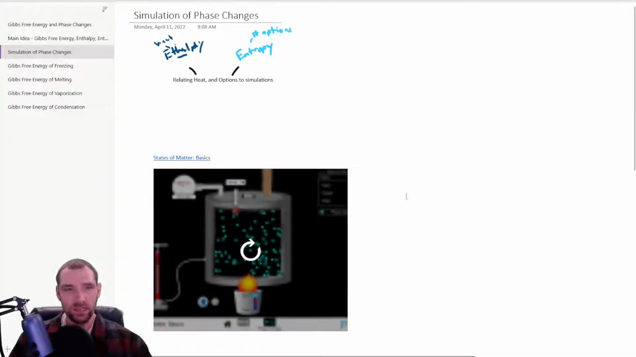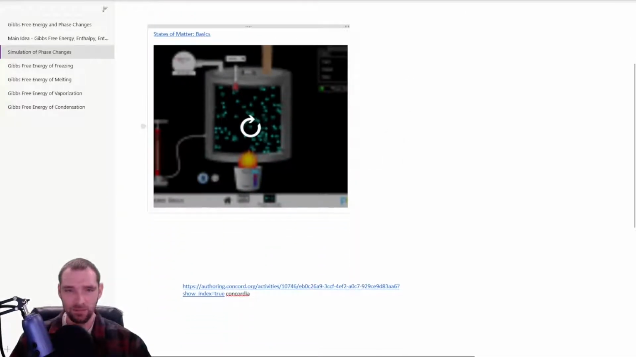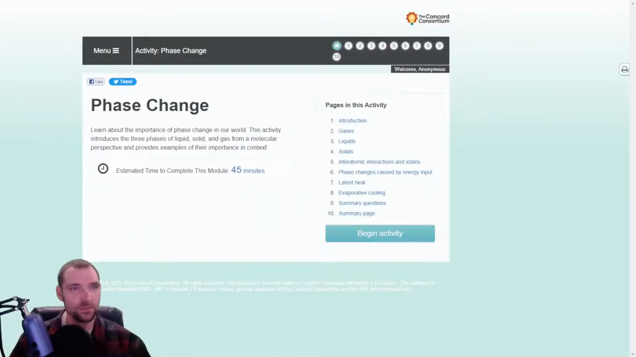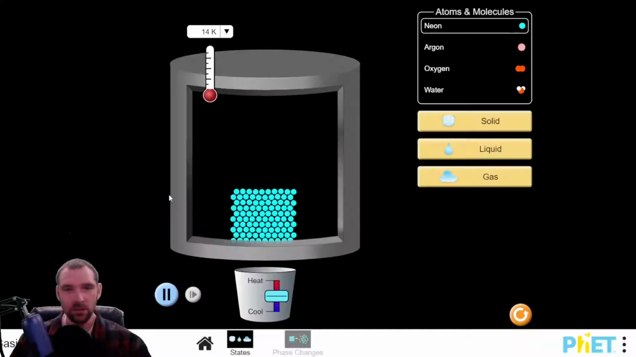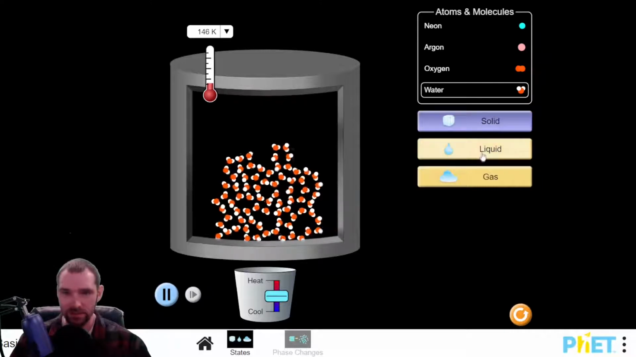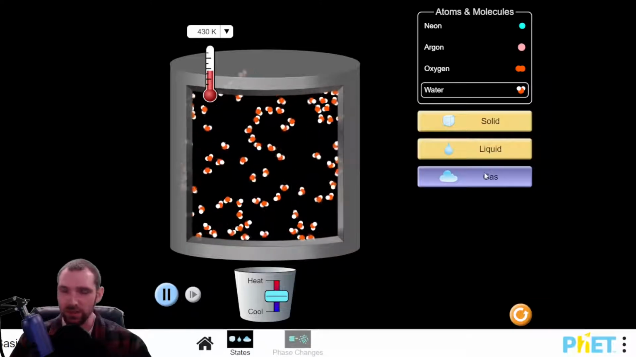Okay. So I wanted to also demonstrate enthalpy and entropy in the simulations. It's a good way to visualize it. So we've got one from PhET and one from Concordia, really good simulations from both of them. If you look at your states of matter, they've just got a little cartoon of our various states of matter just to show you what they look like.